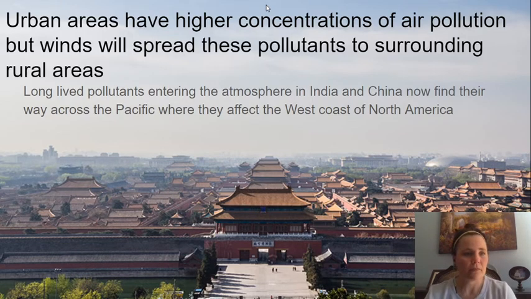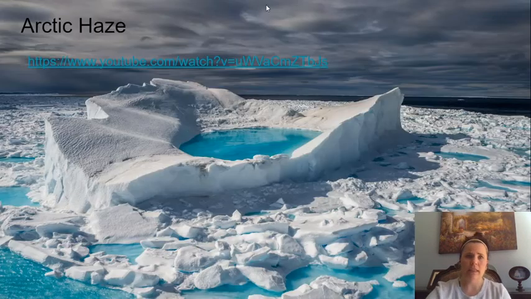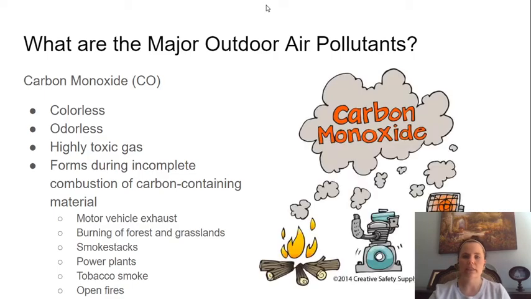But long-lived pollutants enter the atmosphere in India and China. And we know there are 1.4 billion people, but now there's so many people. And they're making their way, it's literally making its way across the ocean. So this is Arctic haze, which is, we don't have people in the Arctic, so you wouldn't expect to find air pollutants there, and yet somehow.